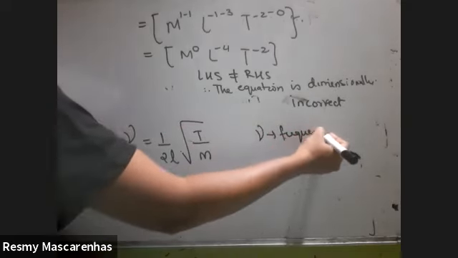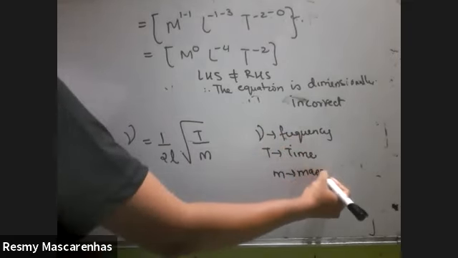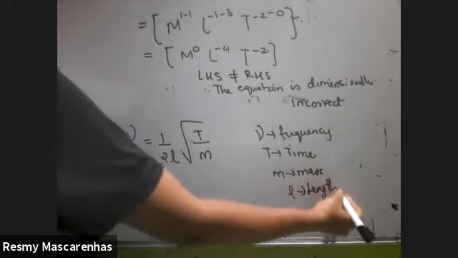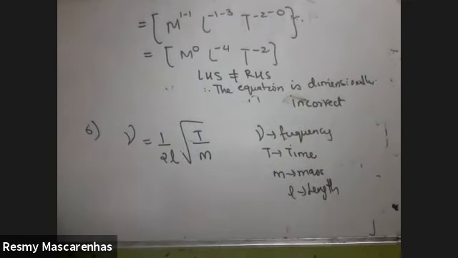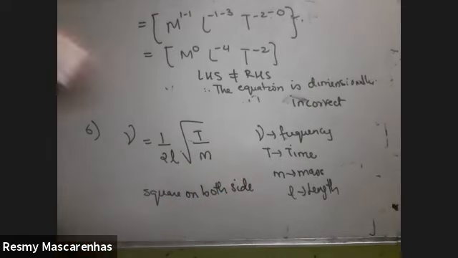Frequency. T is time, m is mass, L is length. In this formula, what is to be done? First step, will you directly substitute left hand side and right hand side? What to do? Remove the root sign. Yes, you have to remove the root sign. So square on both the sides. So everything will get squared.